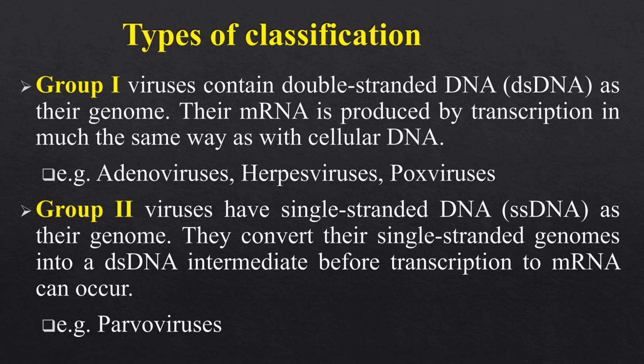There are seven main groups of virus classification. Group 1 viruses contain double-stranded DNA as their genome. Their mRNA is produced by transcription in the same way as cellular DNA. Examples are adenoviruses, herpesviruses, poxviruses. Group 2 viruses have single-stranded DNA as their genome. They convert their single-stranded genomes into a double-stranded DNA intermediate before transcription to mRNA can occur. Examples are parvoviruses.